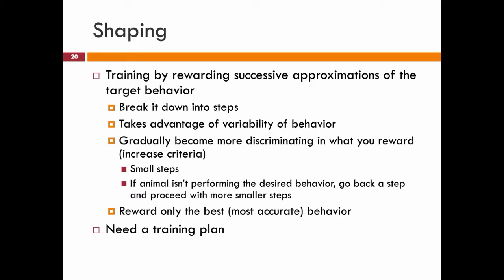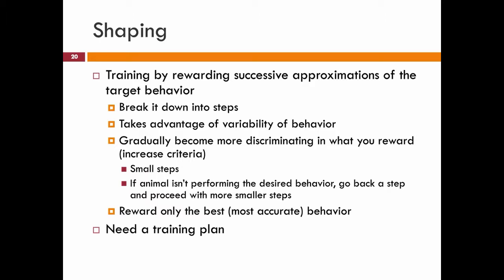Keys to shaping are to have small steps and to be patient. So if the animal isn't performing the desired behavior that you are trying to reward at that moment, go back a step or two and proceed through your pieces of the puzzle, but make it smaller steps for them. Break it down so it's a little bit easier. They don't have to make quite as big of a leap. And then you only reward the best or the most accurate behaviors.